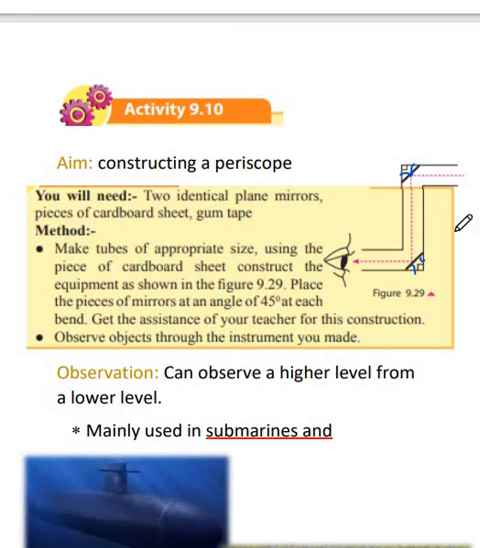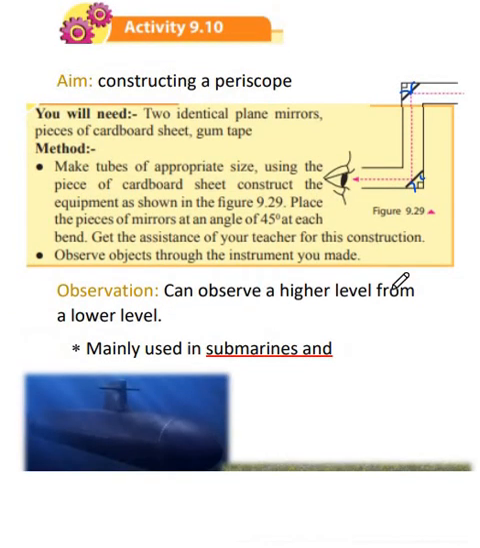Now to do this activity, it's better to get the help of an adult or your class teacher, because to construct a structure like this, it's better if someone can do it and show it to you rather than just going through the theory. So you can observe higher elevations from a lower level. Furthermore, you can observe a lower level from a high elevation if you just turn it upside down.